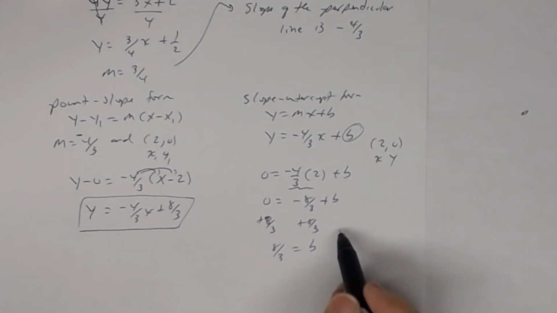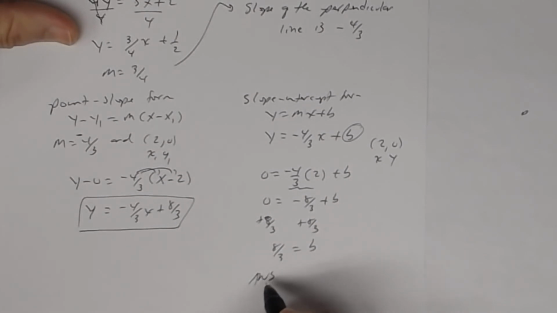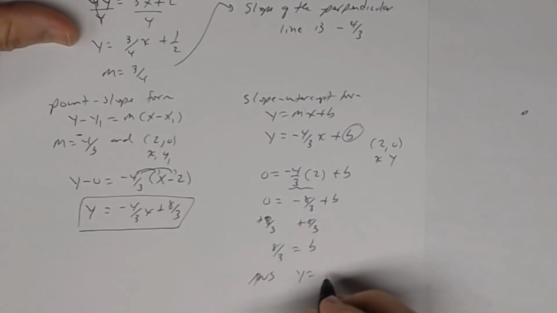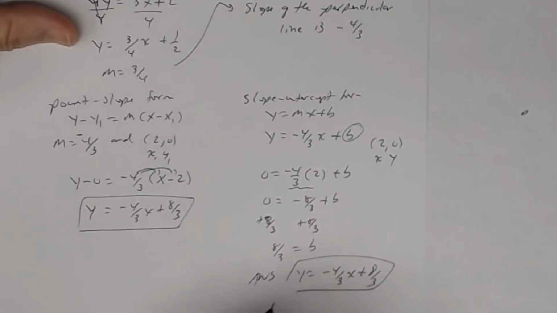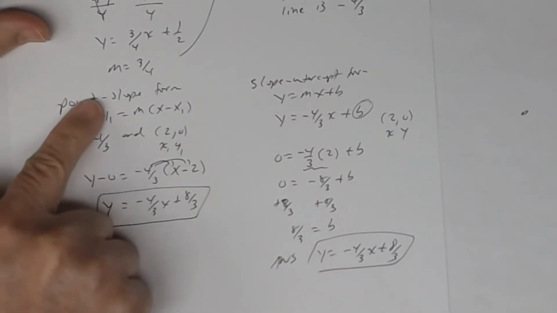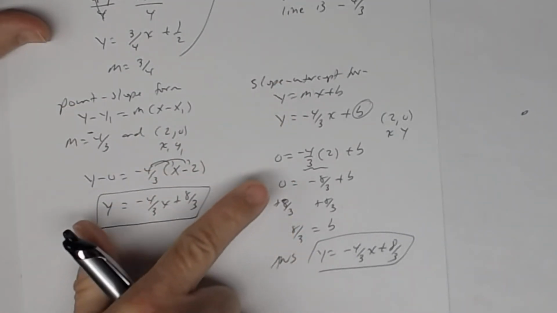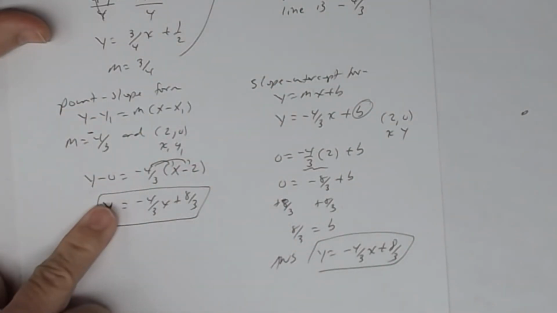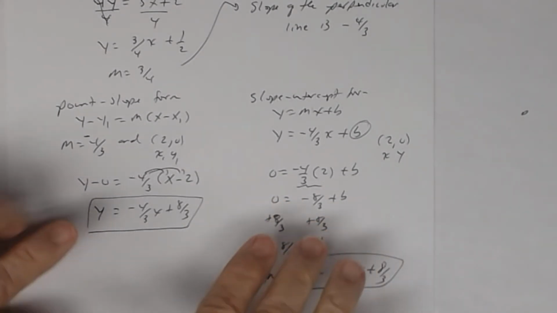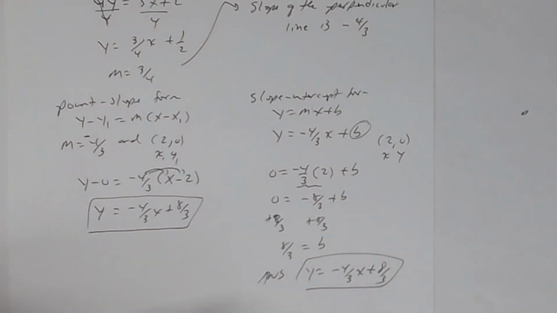So the answer then is y equals negative 4/3 x plus b, which is 8/3. So negative 4/3 x plus 8/3. It does not matter whether you use point-slope form or slope-intercept form. In some cases this could be easier than this. In some cases this could be easier than this. And on a worksheet, sometimes students will do it both ways just to make sure they get the same answer. Because if they got different answers, then something's wrong somewhere.